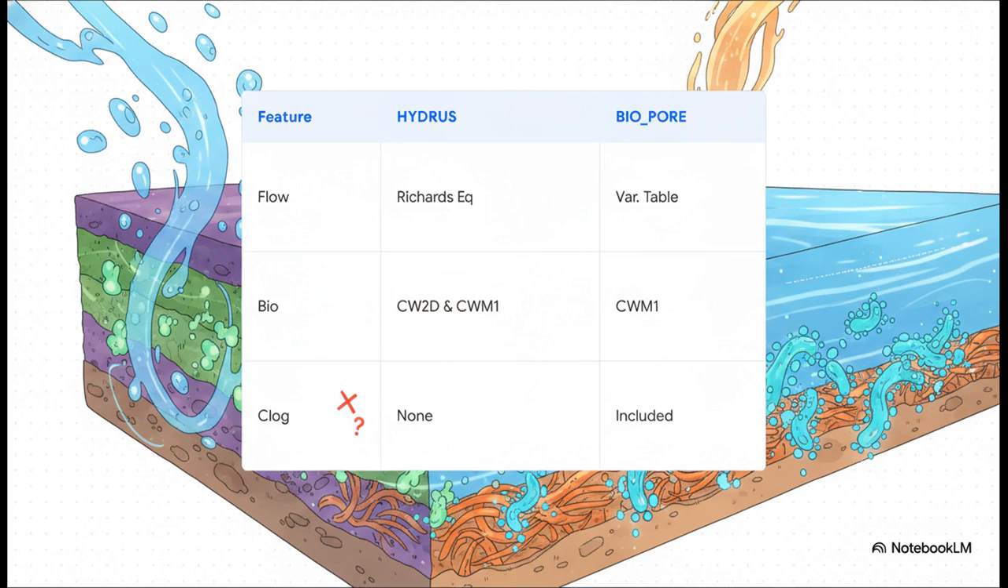And notably, down at the bottom, BIO_POR includes that crucial clogging model, which is currently a gap in Hydrus. So choosing the right software really just depends on the specific physical architecture of the wetland you are designing.